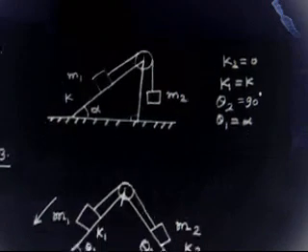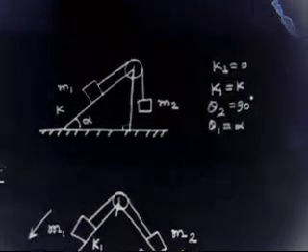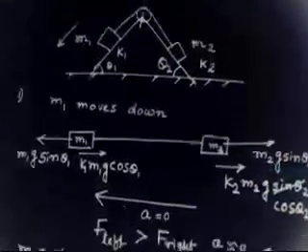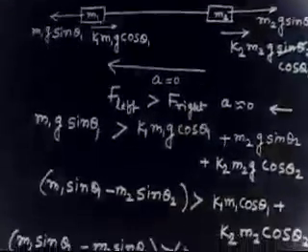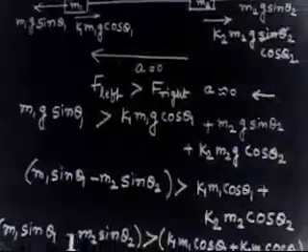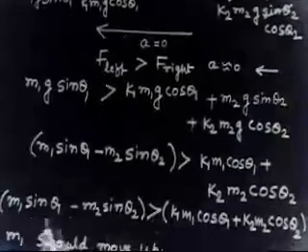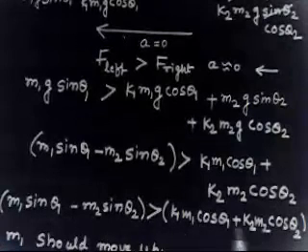So what is the condition when m1 goes down? We have the condition here. If you see your copy, you will find this condition you have already written. So this is the condition for m1 going down. Let us copy this condition again.